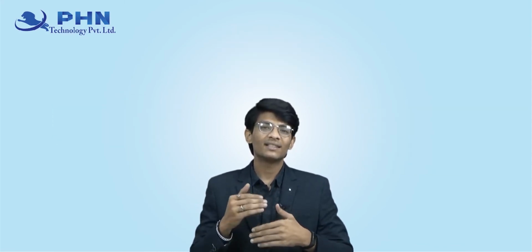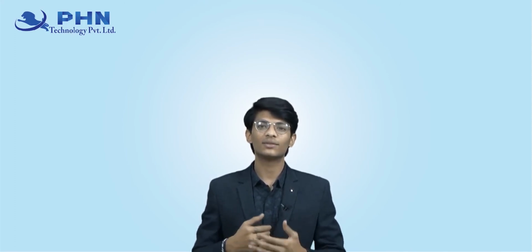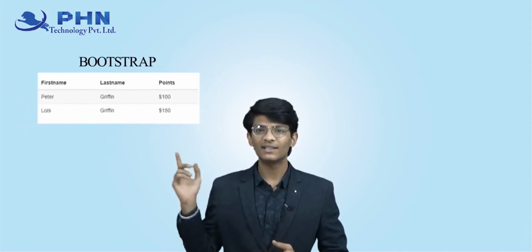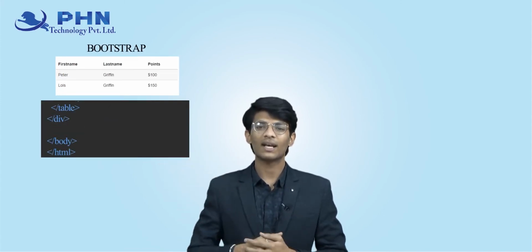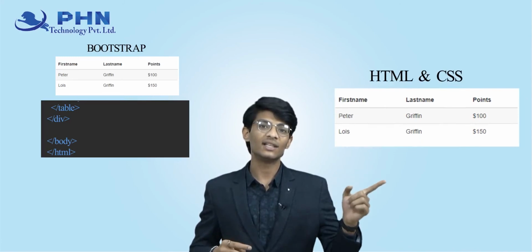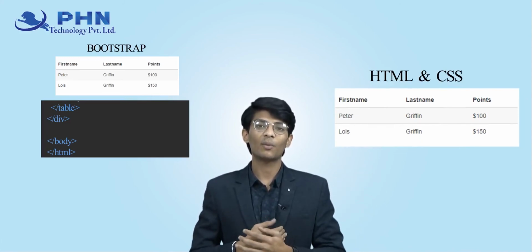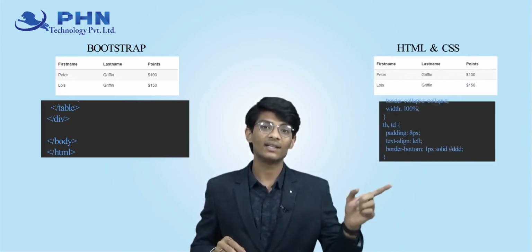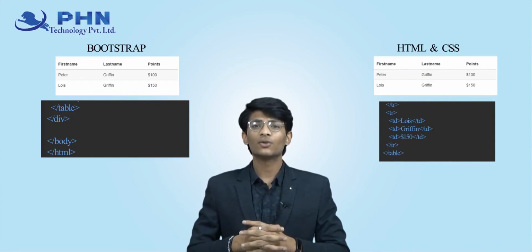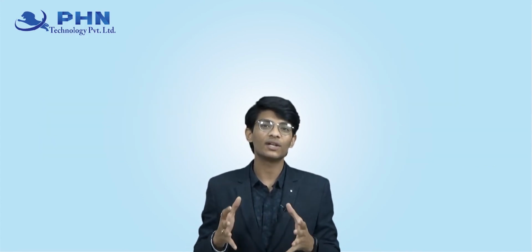So let's just take one more basic example of comparing CSS to Bootstrap. Well, this is the Bootstrap table made by just adding this class, whereas this is the table made with HTML and CSS, and for making it look attractive I will have to write this much amount of code. So I think you should have got an idea about what really Bootstrap is.